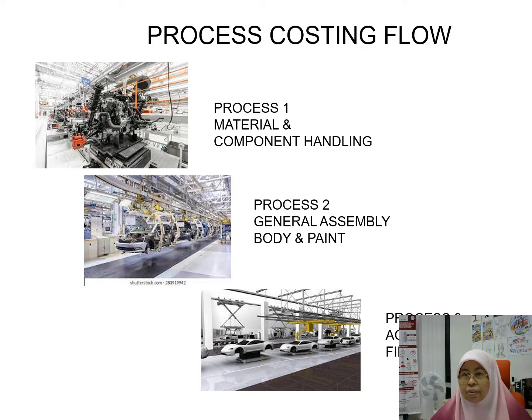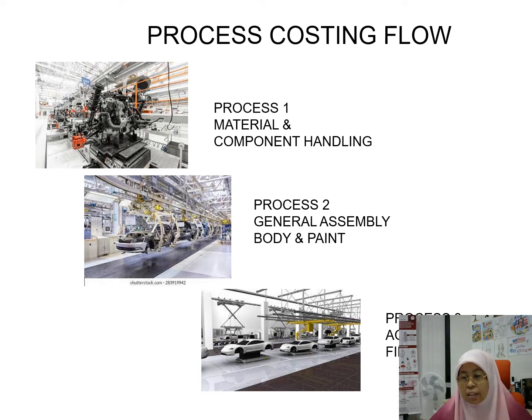So we will continue our lesson on process costing. Last time we learned the process costing flow, where the output of process 1 becomes the input in process 2, and the output of process 2 becomes the input in process 3. And finally, this will be the finished goods.